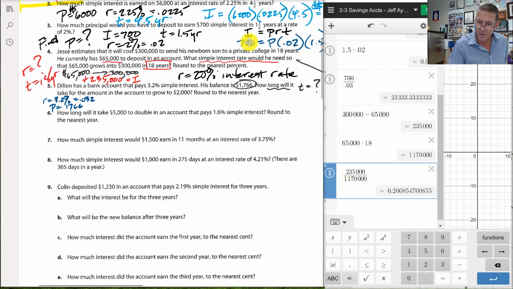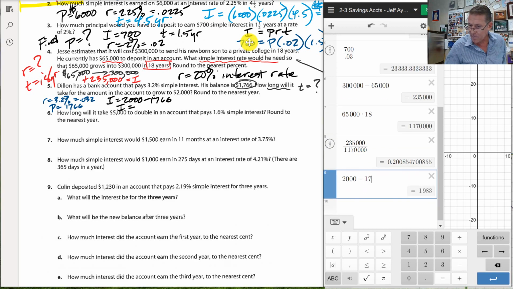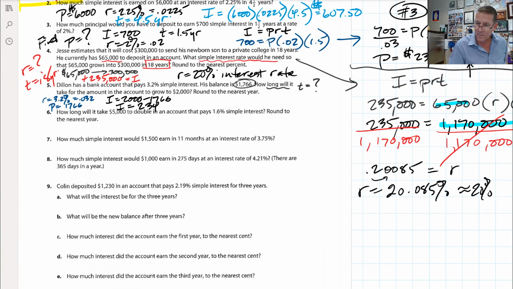So what would that be? How much interest? Well, 2,000 minus the 1,766. What would that interest be? You can probably do that in your head, but if not, kick in Desmos. Just whip that out and you get $234. So we need $234 in interest to go from 1,766 to 2,000. But how long will it take to do that? Well, let's figure it out.